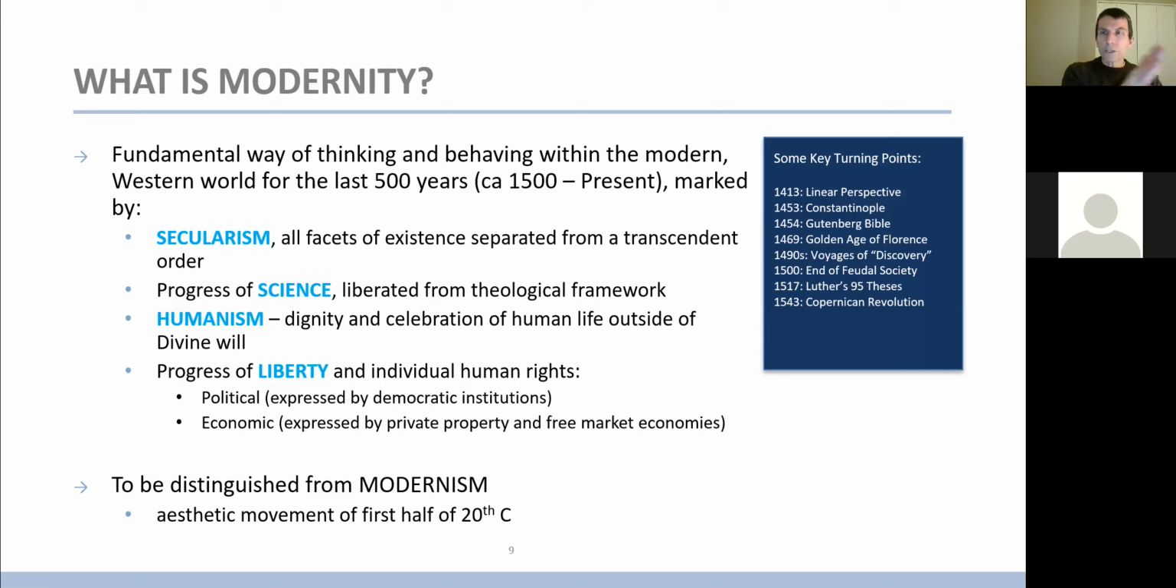And in terms of trying to think about what triggered those movements, I have in that blue square here kind of the list of the things we'll talk about very quickly. So in visual arts, a switch to linear perspective. Okay, so perspectival painting as opposed to what we had in the Middle Ages. The fall of Constantinople, okay. The Gutenberg Bible, so the printing press. The golden age of Florence, so we'll talk very quickly about that. The voyages of discovery, the end of feudal society, Luther's Reformation, and the Copernican revolution in science and cosmology. So we have about 8 key events that are happening in the matter of 100 years or so that really fundamentally alter the way in which we think about the world and think about our place in it.